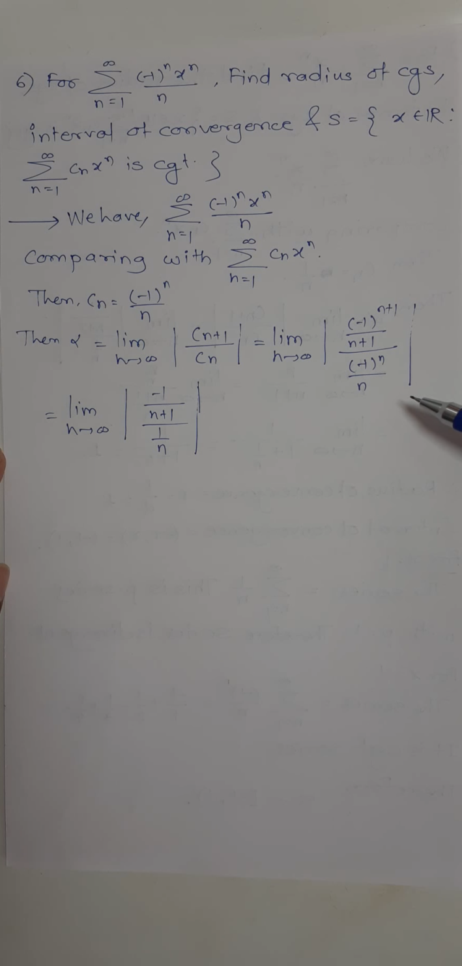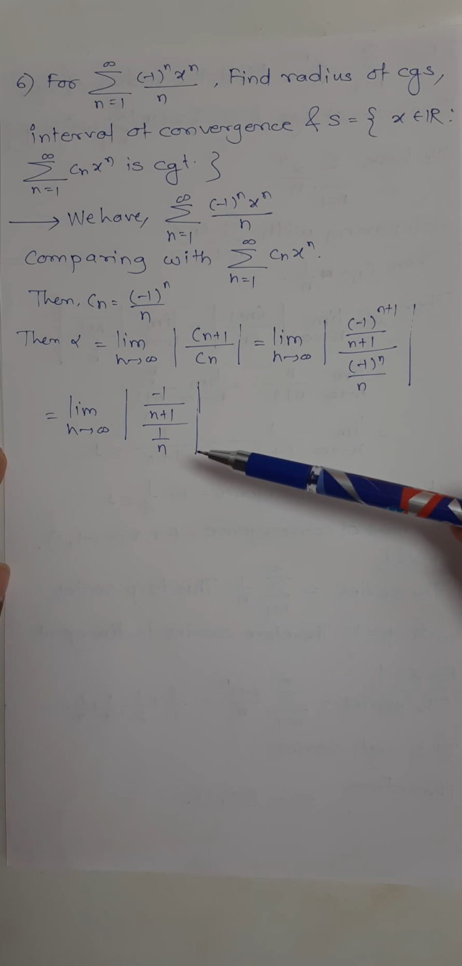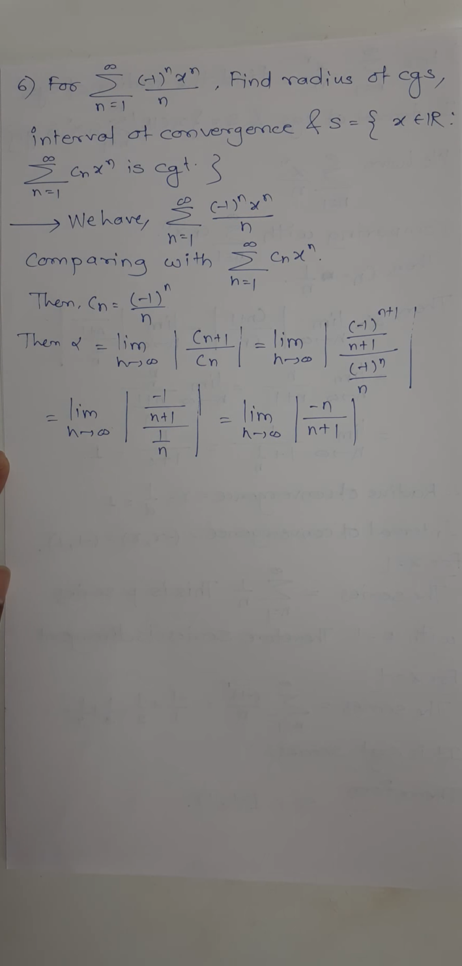So (-1)^n and (-1)^n I cancel, and I got this one. The n is in the denominator of the denominator, so it will shift to the numerator. Because of that, the mod of the minus sign will get cancelled, and you will have simply n upon n plus 1.